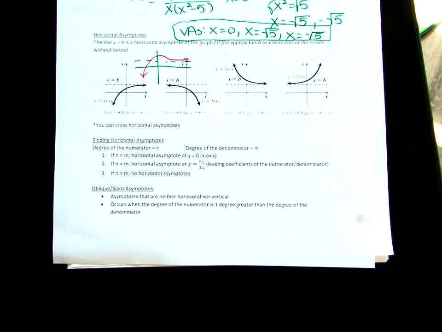On a test situation, I would never give you one that crossed because I think that's annoying. But there's nothing algebraically wrong with them crossing. These will always look like y equals because we get horizontal lines from y equals some number. And finding horizontal asymptotes is a little bit more work than finding our vertical asymptotes.